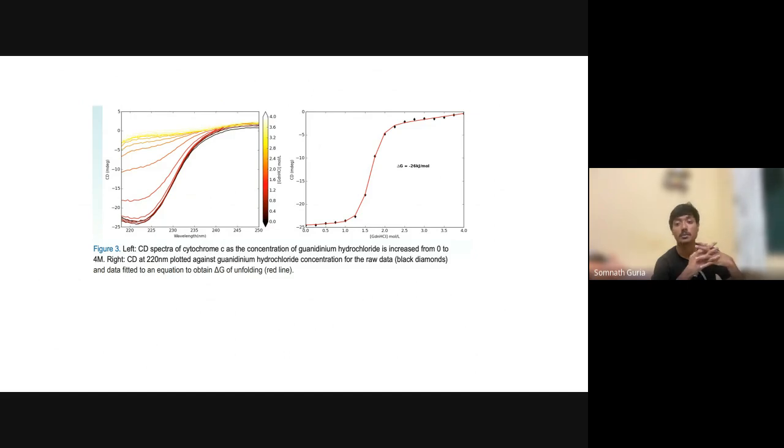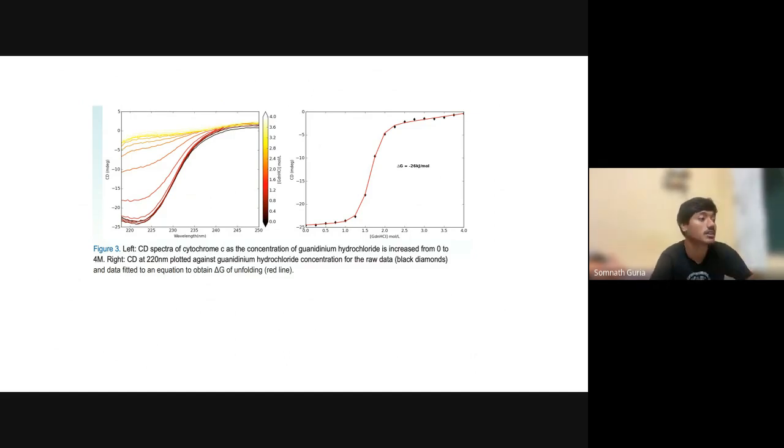Then we start increasing the temperature of the solution, and we record the CD activity at each particular point. Here there is increasing concentration of guanidinium hydrochloride. This protein denaturation has been recorded at different temperatures, and we can also do it with different proteins and different acids.